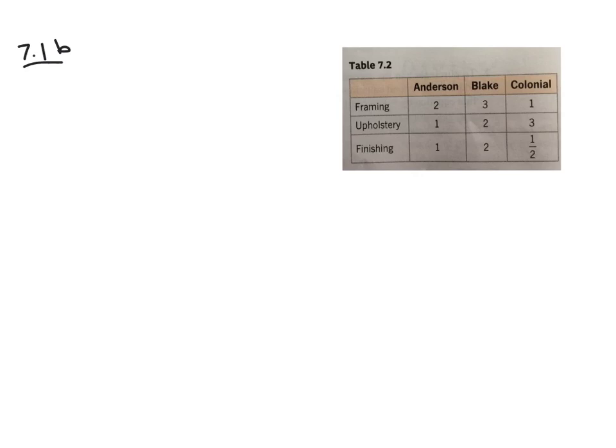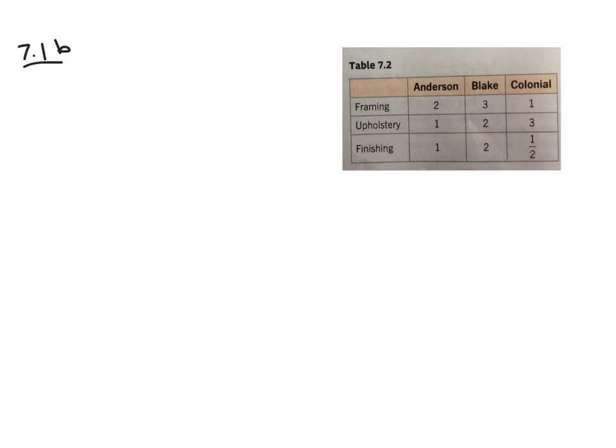So we've got this manufacturer of furniture has three different models of chairs, one called the Anderson, the Blake, and the Colonial. Now the number of hours required for framing for each type of chair is here, and for upholstery and for finishing. So for the Anderson it takes 2 hours to frame, 1 to upholster, and 1 to finish, and all this for the other ones.